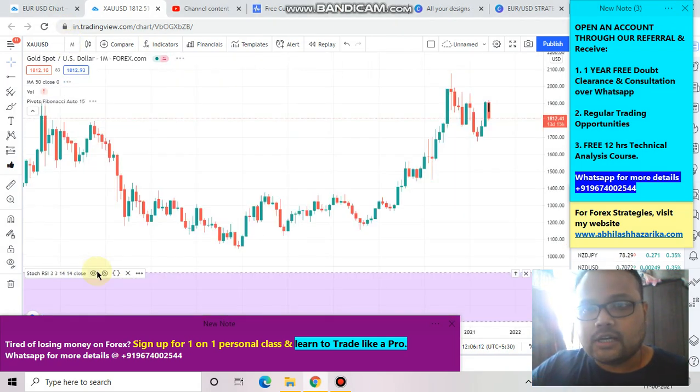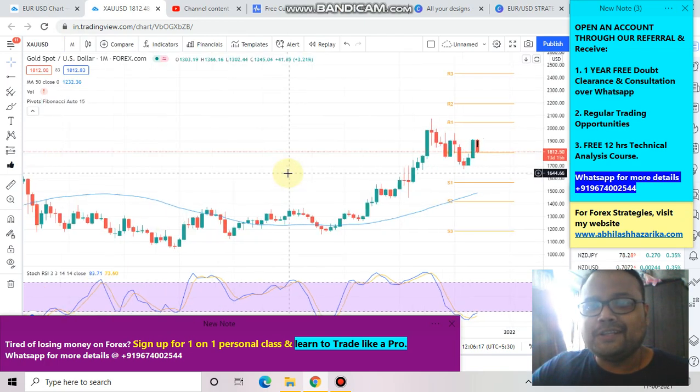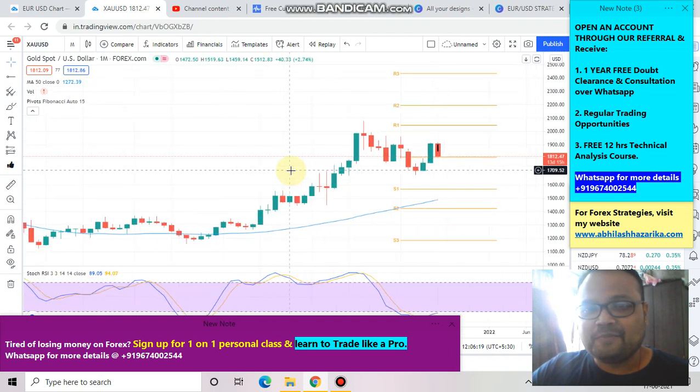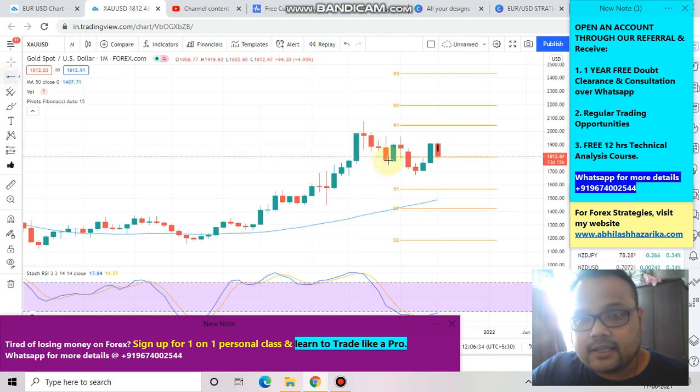Instead of the weekly chart, right now I'm taking you to the monthly chart, the more stable chart, the big chart. On the monthly chart, you can see that right now, after this big red candle, the market is just standing at the support zone.